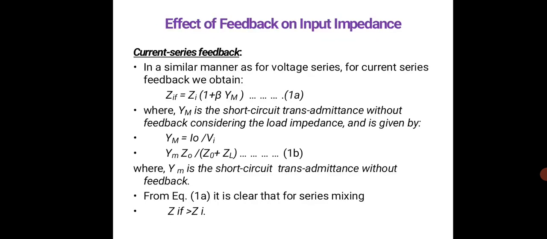For current series feedback, in a similar manner as for voltage series, we obtain Zif, the input impedance with feedback, given by Zi into 1 plus beta Ym, where Ym is the short circuit transadmittance without feedback, considering the load impedance, and it is given by the following expressions. It is clear from equation 1a that for series mixing, Zif should be greater than Zi. That is, the input impedance with feedback should be greater than the input impedance without feedback.